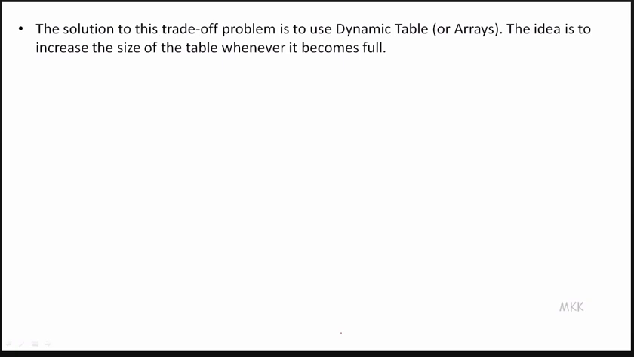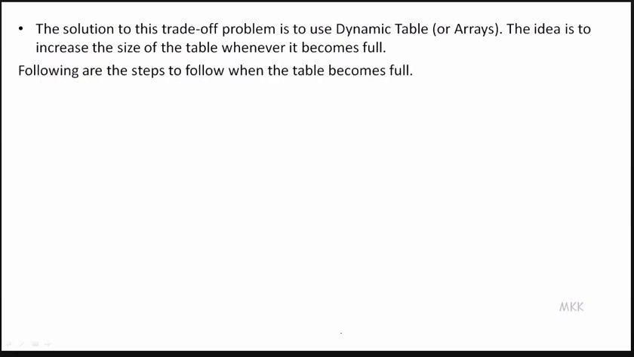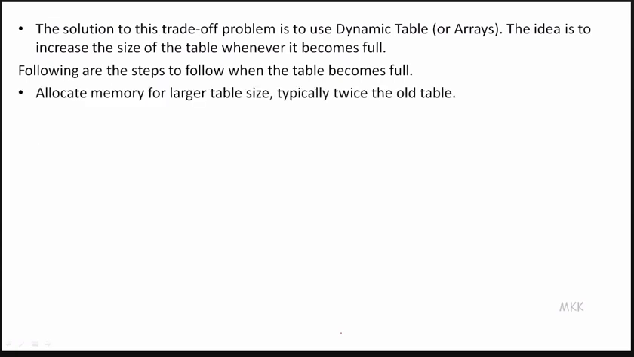The solution to this trade-off problem is to use a dynamic array. The idea is to increase the size of the table whenever it becomes full. Following are the steps to follow when the table becomes full. For example, allocate memory for a larger table size, typically twice the old table. Whatever the old table size is, you must allocate double.